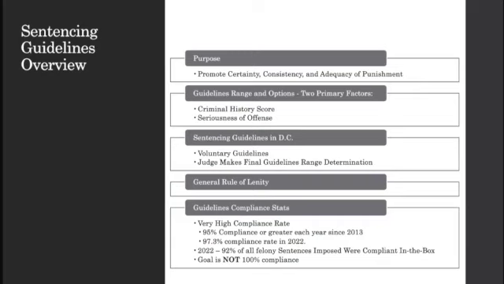Now, we do experience a high compliance rate in the district. So in 2022, we saw 92% of all felony sentences imposed were compliant in the box. That means both the length of sentence was within the guidelines recommendation, as well as the sentence type. But the goal is not to be 100% compliant. The guidelines cannot account for every case type, every case. That is really where the judge's wisdom comes into play. So we would never expect 100% compliance, and we evaluate any reasons for departures, whether it's case specific or whether that's an offense we may need to consider rescoring.